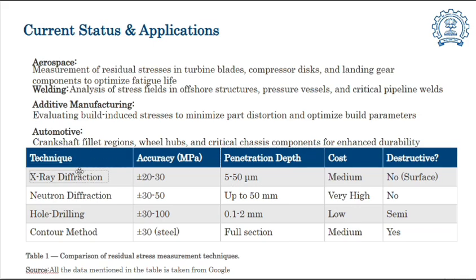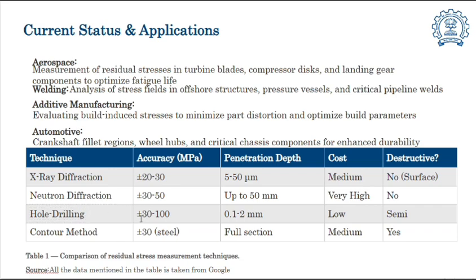We have prepared a table comparing residual stress measurement techniques. We have taken all the data from Google. Now let's move to X-ray diffraction. It has an accuracy of 20 to 30 megapascals and a penetration depth of 5 to 50 micrometers, its cost is medium, and it's a non-destructive technique. Neutron diffraction has an accuracy of 30 to 50 megapascals and a penetration depth up to 50 millimeters, and it's a very expensive, non-destructive method.